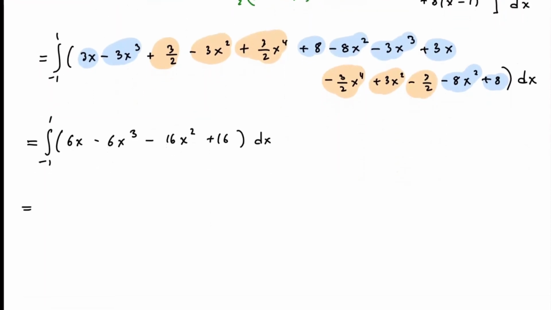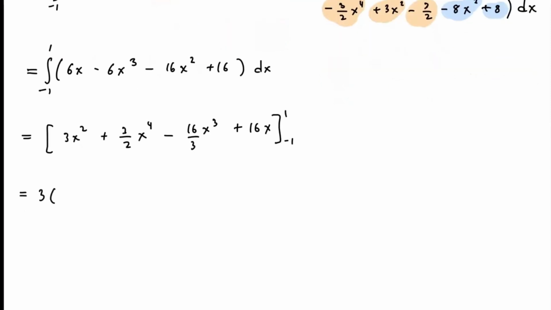Proceeding with the integration, we have 6x integrated with respect to x, that'll be 3x squared. Integrate negative 6x cubed with respect to x, that will be negative 3 over 2 x to the 4th. Then the next one, we have negative 16x cubed over 3. And the last term, 16x. And now we're going to evaluate this from -1 to 1. We're almost there. Okay, plug in the upper limit in place of each x. That would give you 3 times 1 squared minus 3 over 2 times 1 to the 4th, minus 16 over 3 times 1 cubed, plus 16 times 1, minus the lower limit of integration.